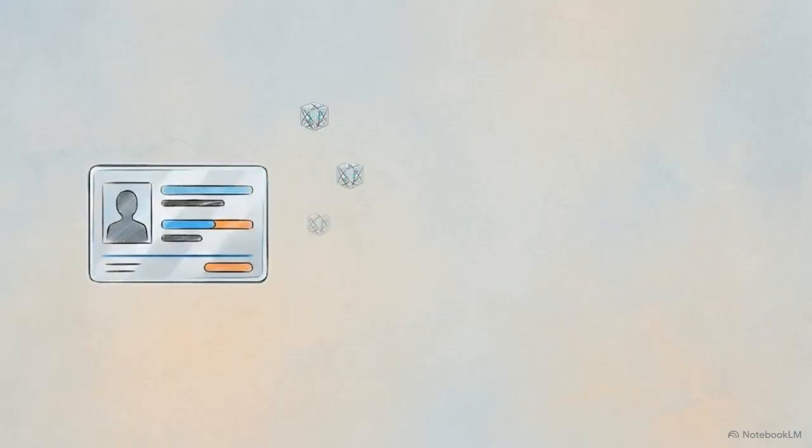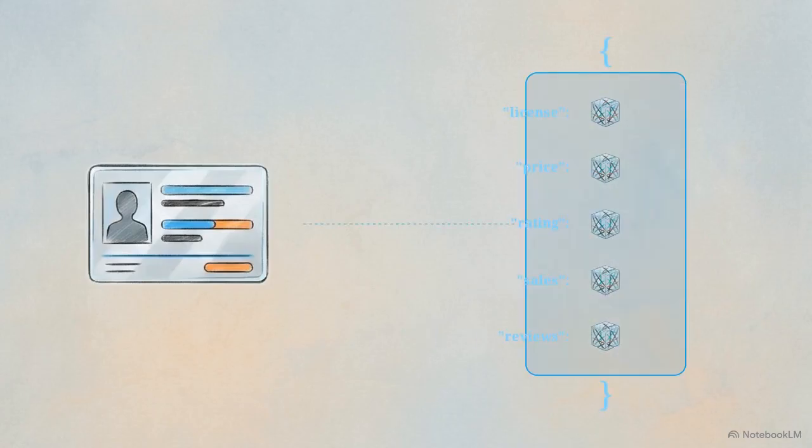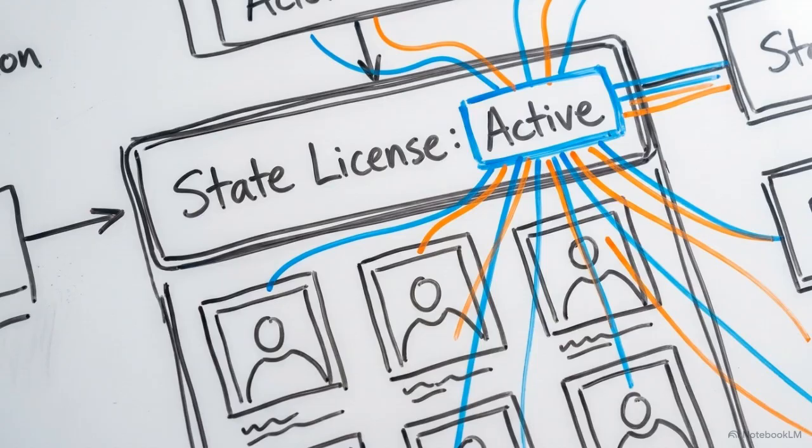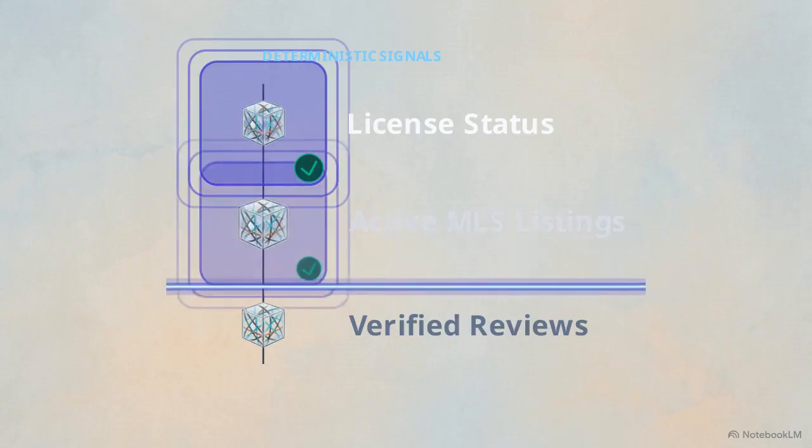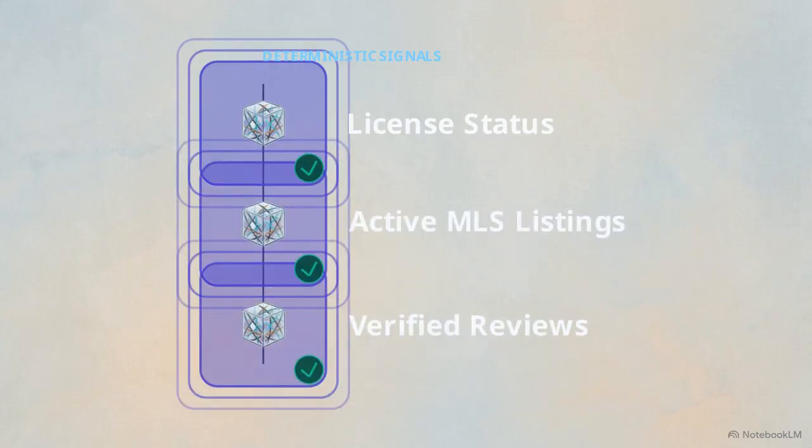To get recommended, an agent has to provide the AI with structured, schema-validated facts, things like verified credentials and real-time listing data. These are the deterministic signals that LLMs scan to ensure they are providing accurate information without hallucinating.